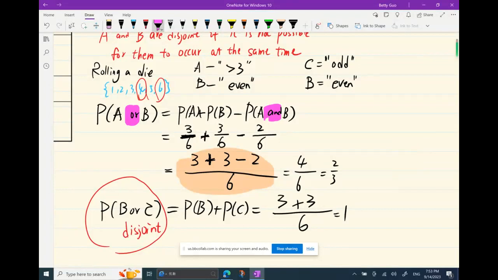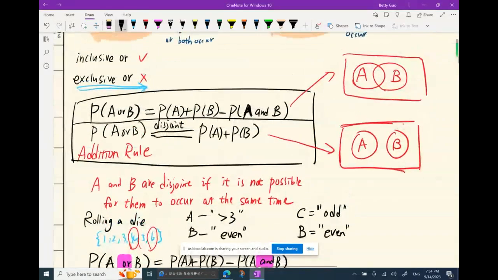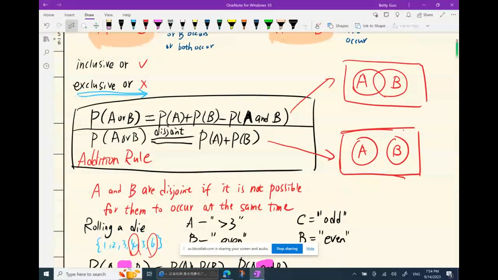Every time we are asked to find the probability of A or B, we need to first determine: are those two events disjoint or not? If they are not disjoint, use the first formula. If they are disjoint, use the second formula. We are not going to prove them. If you are interested, you can email me, I can explain.